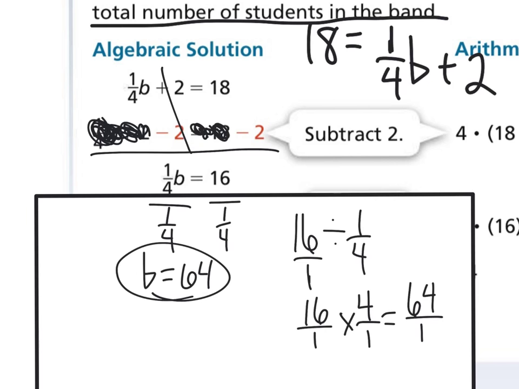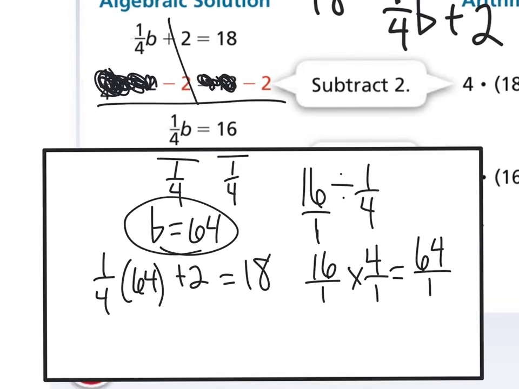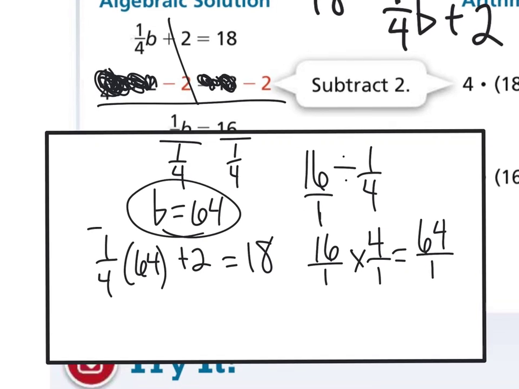One thing I forgot to mention so far, when you guys do these problems, the nice thing about them, you can always put your answer back into the original equation and see if it works. You can check your answers, okay? So if we put 64 back into our equation, as long as we set the equation up right, then we can check to see if this works.